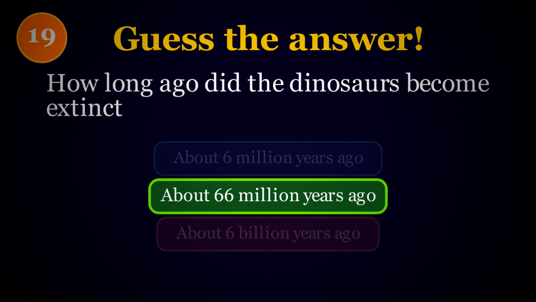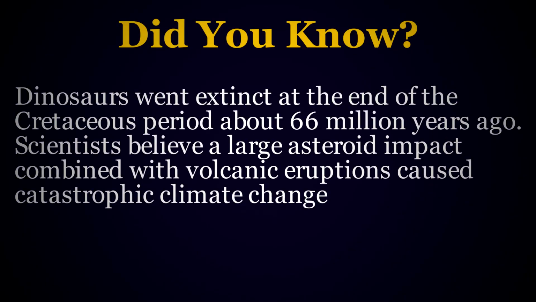The correct answer is about 66 million years ago. Here's a nugget of wisdom: dinosaurs went extinct at the end of the Cretaceous period about 66 million years ago. Scientists believe a large asteroid impact combined with volcanic eruptions caused catastrophic climate change.